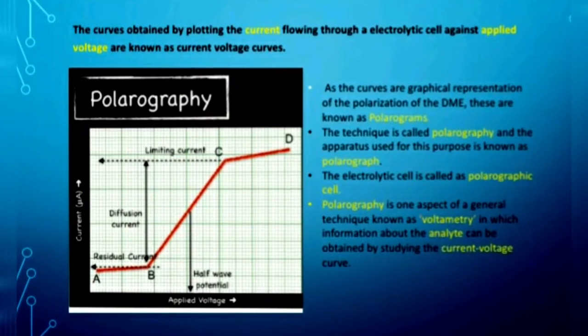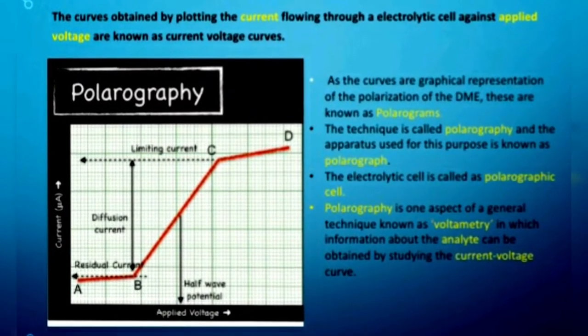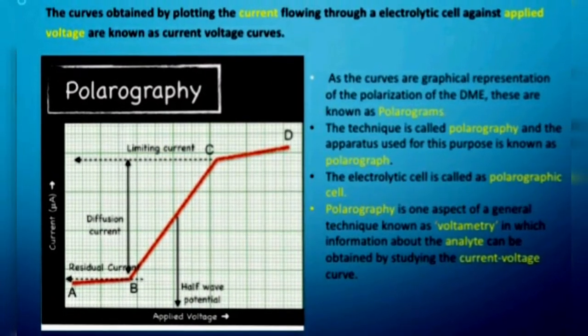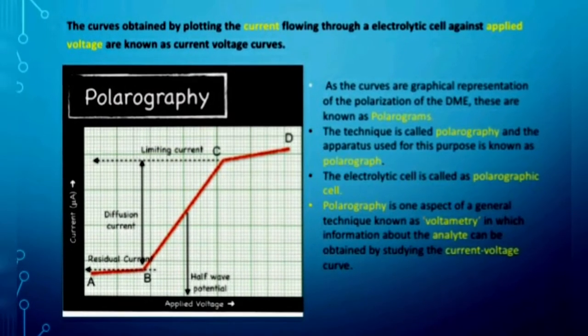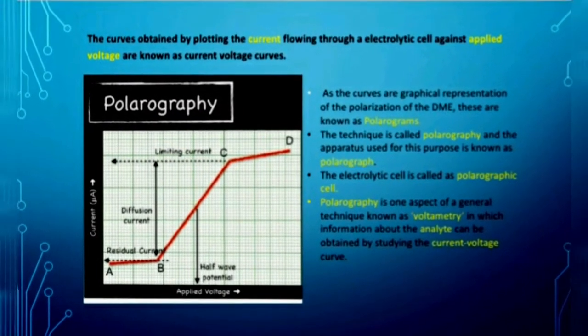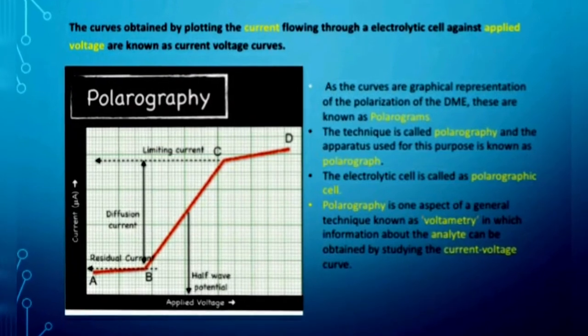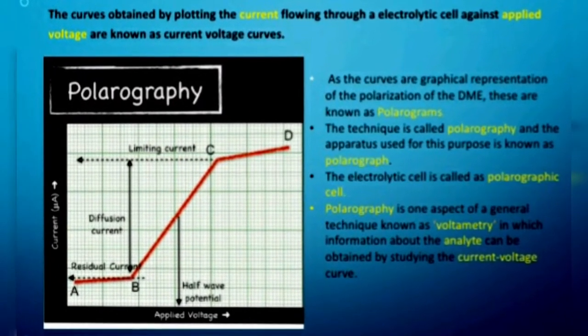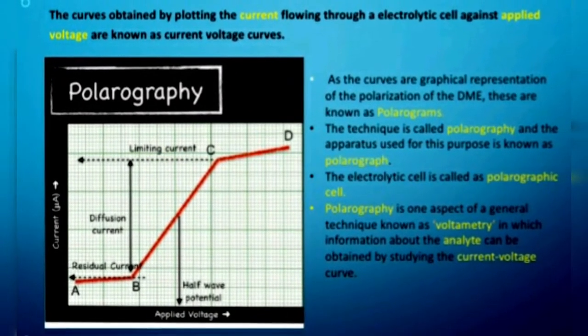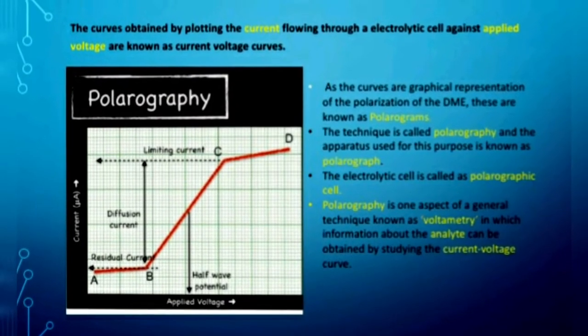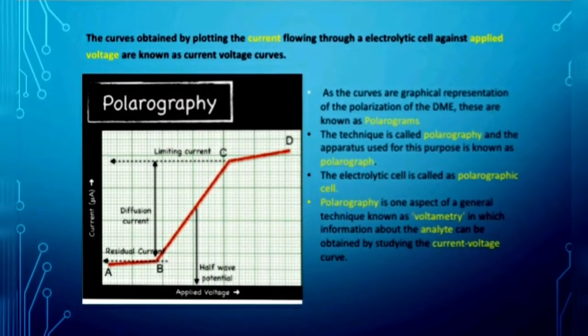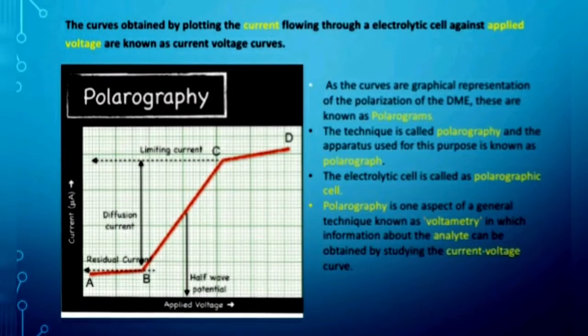Since we get a current voltage curve after performing polarography, we can also call this technique voltammetry because basically here we are measuring the amount of voltage that is being applied and the corresponding current that is flowing across the cell. Due to these reasons, we can very rightly call this technique voltammetry.